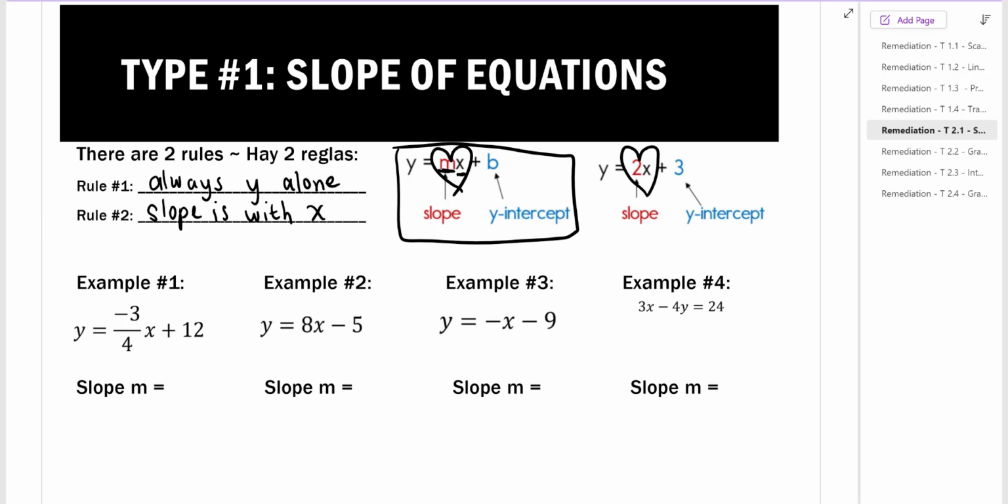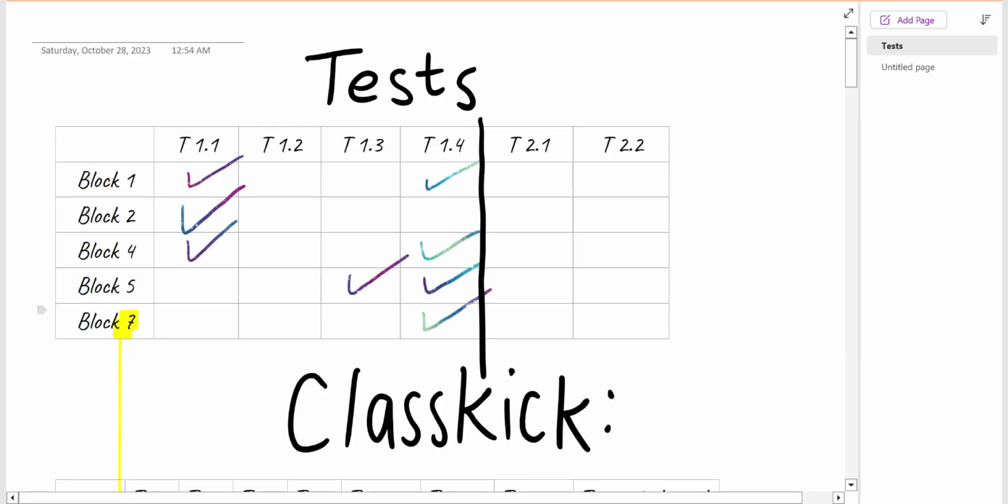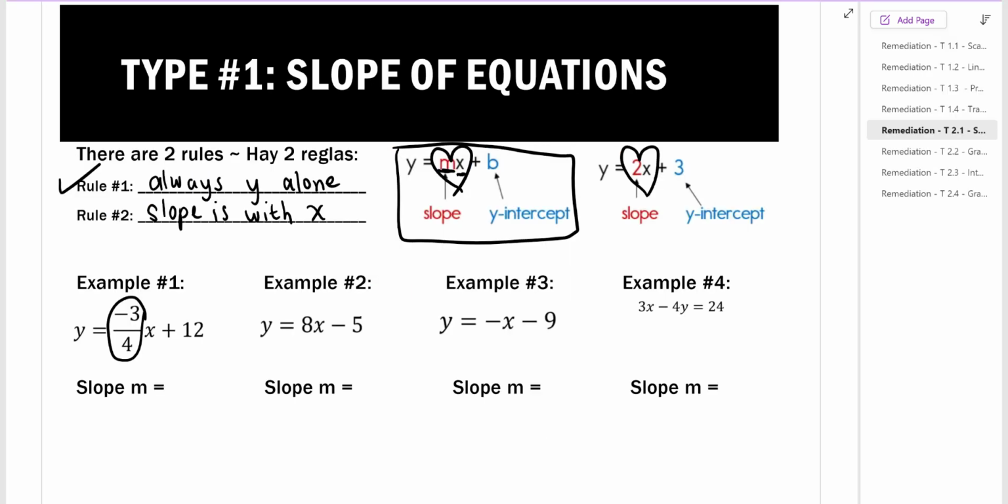Okay, so we have 4 different examples. So again, example number 1, ejemplo número 1 ahora. Okay, let's check the rules. Rule number 1 is y alone? Yes. Rule number 2, slope is with x. So slope is -3 over 4. And this example, example number 2, slope is 8.